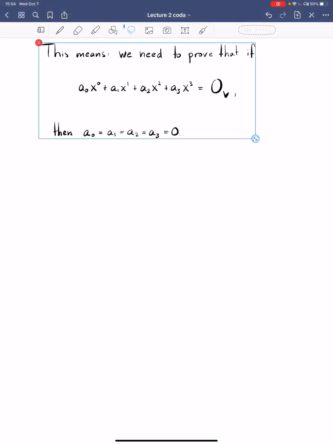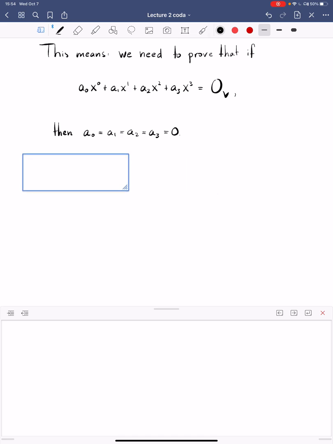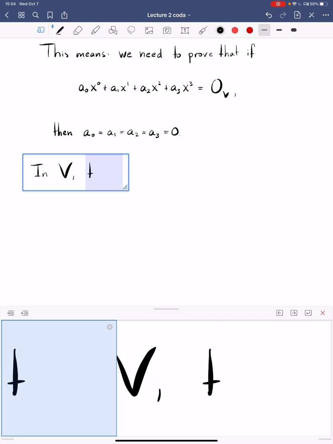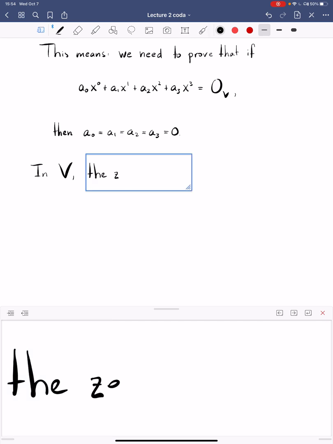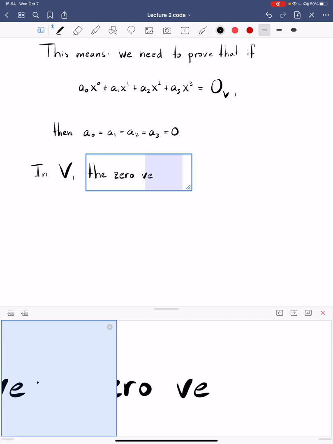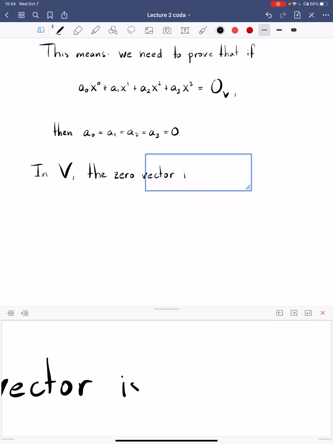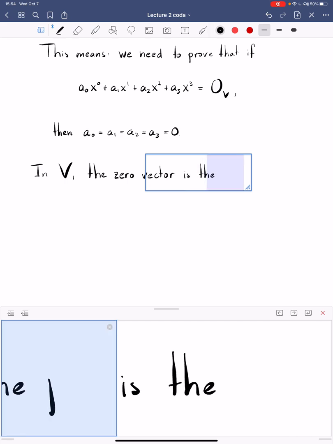So why is this the case? This is the case because in the vector space V, the 0 vector is the polynomial.